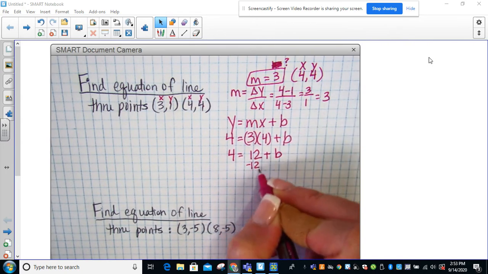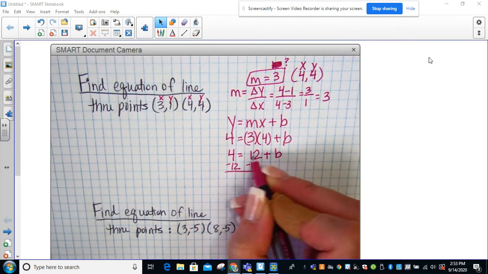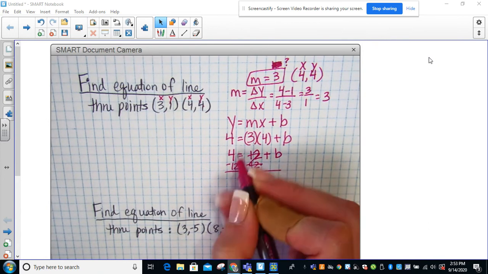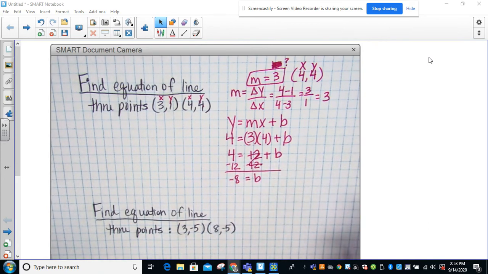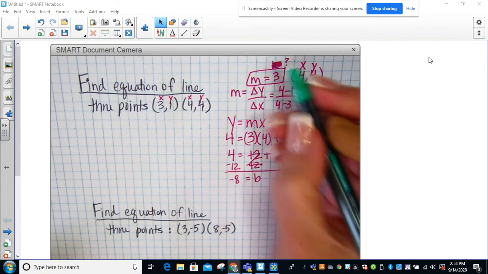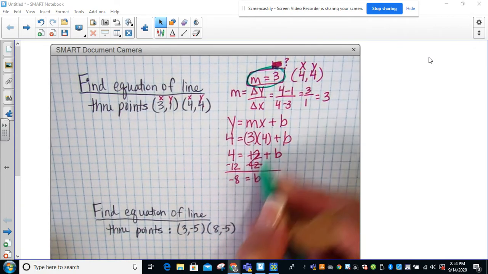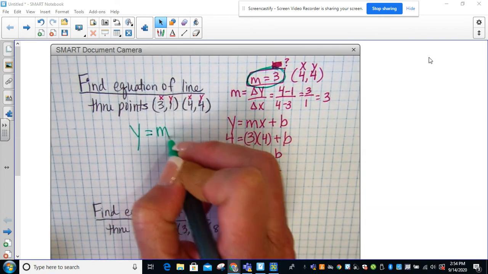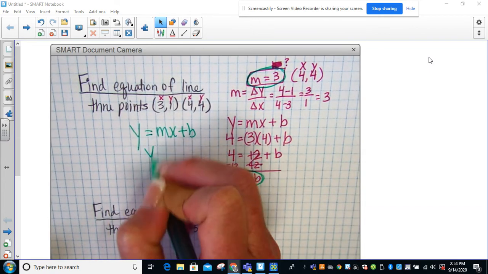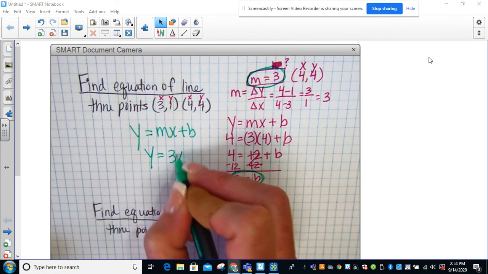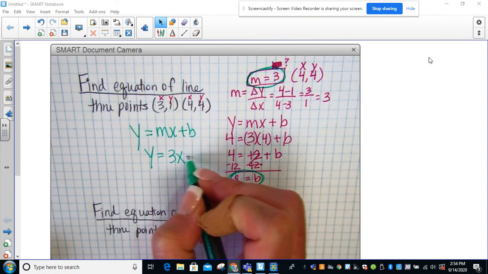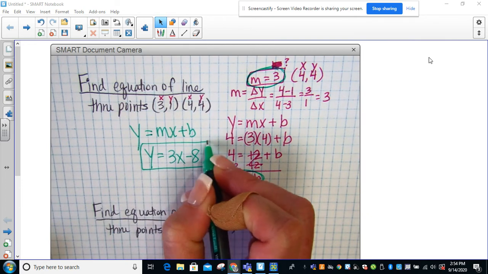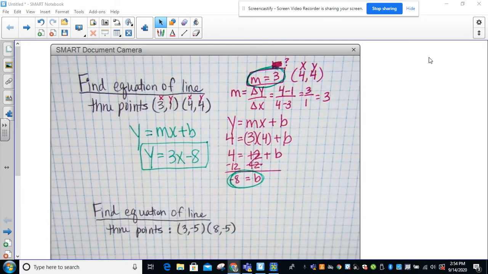So we're going to subtract 12 from both sides. That's gone, and b equals -8. So now we have our two pieces of information that we need. We have the m and we have the b. So y equals mx plus b. Y equals the m, 3x. The b is -8, so it's minus 8. That's your equation for that one.